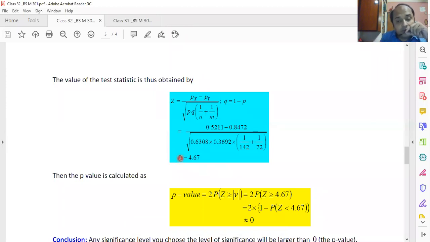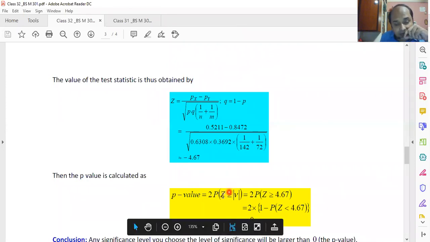So you know we have to consider the modulus of z. I have not shown the modulus part over here because I have written 2 instead. If I don't write 2, I have to write probability of mod z greater than or equal to mod z observed. Keep this in mind. In the very first class of hypothesis testing, I have already told this.